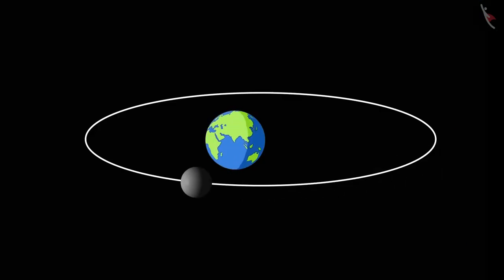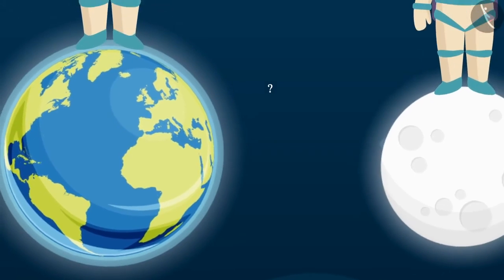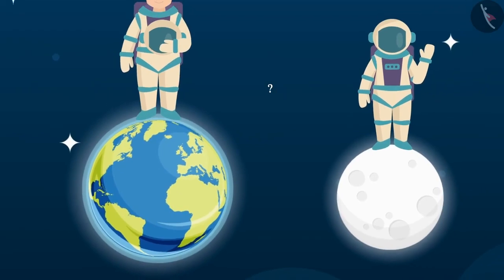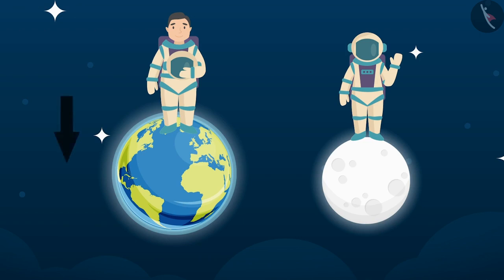Now, let's take another example. Let's see how the weight of an object varies on the Moon. How do you think the weight of an object will vary on the Moon? Will the object be heavier or lighter on the Moon compared to when it was on the Earth? Weight of an object on the Earth is the force with which the Earth attracts the object. Similarly, the weight of an object on the Moon is the force with which the Moon attracts the object.